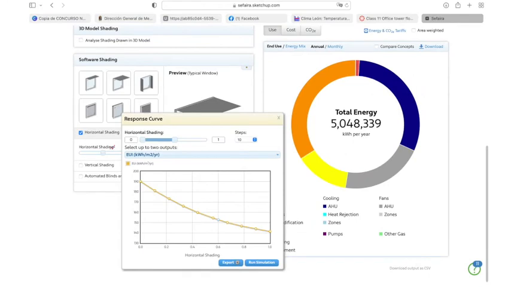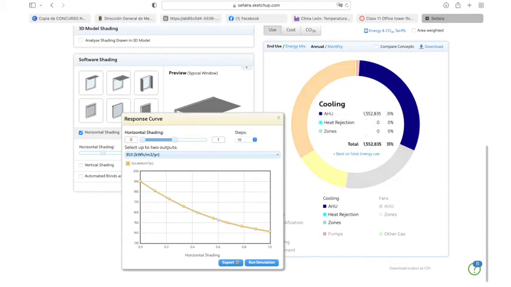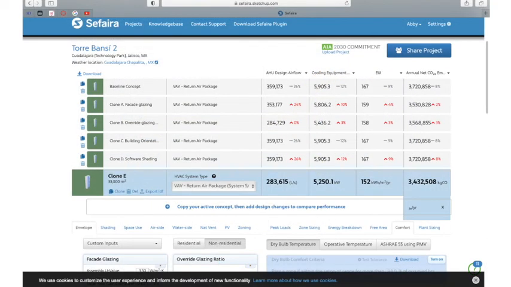shading tool. In this response curve, when you have a bigger coefficient of shading, correspondingly the energy use will be lower. At the end, we created a last clone to understand which strategies work best and how combining them will reduce the EUI compared to the baseline.